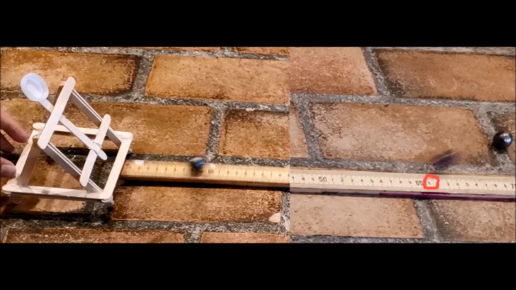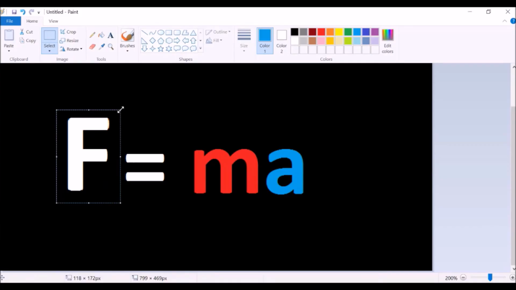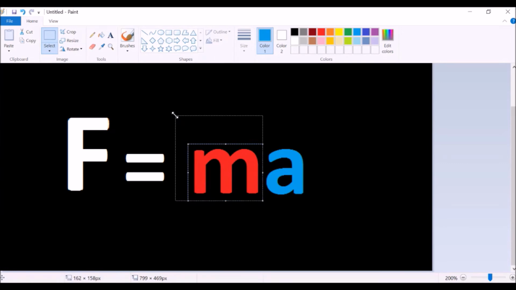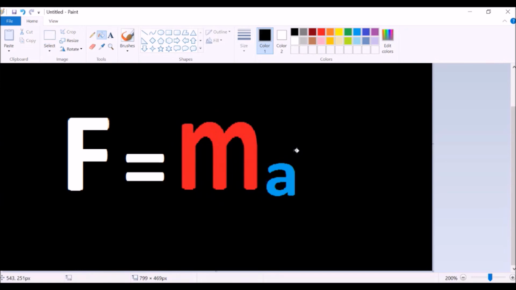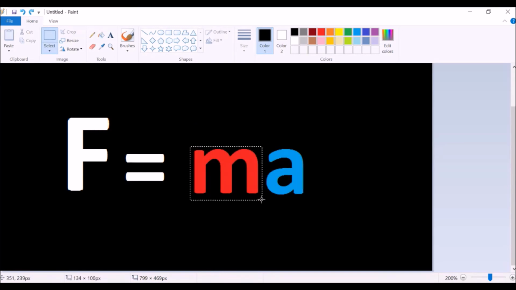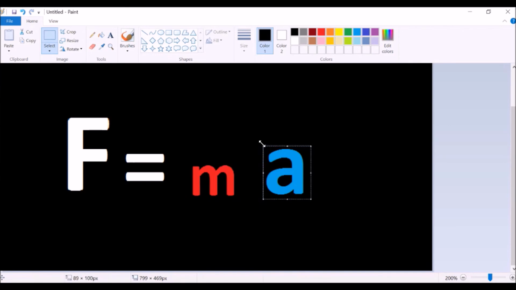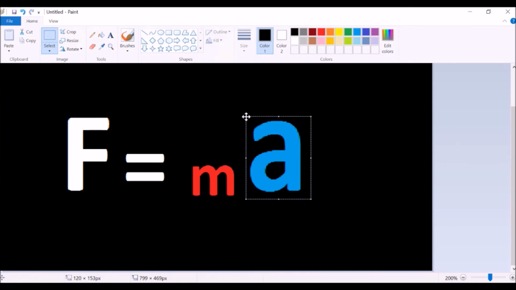Why did the marble go further than the steel ball? The reason is because the force is constant, right? It's the same catapult each time. It didn't change anything. So the force of the catapult is the same, but the steel ball has more mass. So if the steel ball has more mass and the force is the same, that means that the acceleration is going to be less. If the acceleration is less, it doesn't go as far. So that means that for something with less mass, like the marble, the acceleration is going to have to be more in order to have the same force as before. So that's why the marble went further, is because it had more acceleration, because it had less mass.